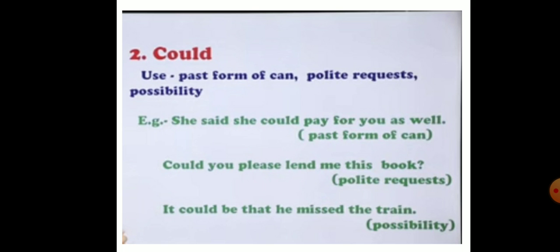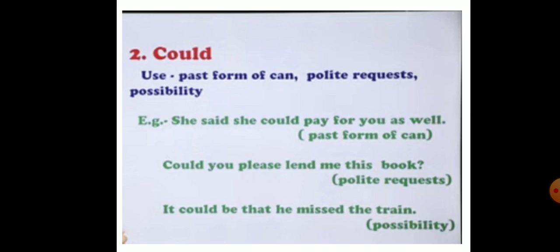The second modal is could. Could is the past form of can. While can is used for request, could is used for polite request. If you have to request somebody very politely, you have to use could. Could is also used for possibility. It shows the possibility of something. She said she could pay for you as well.